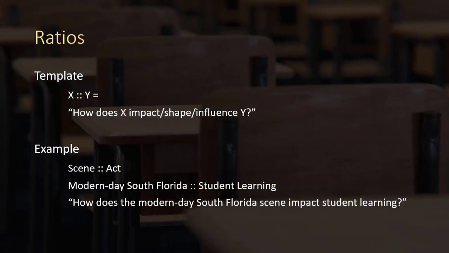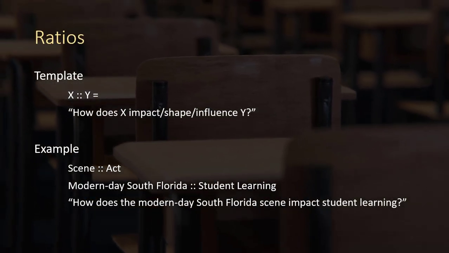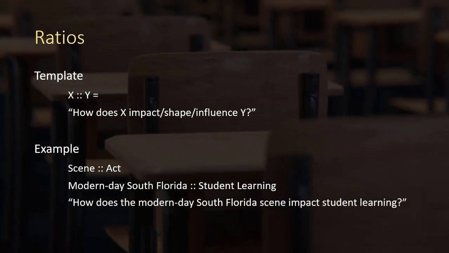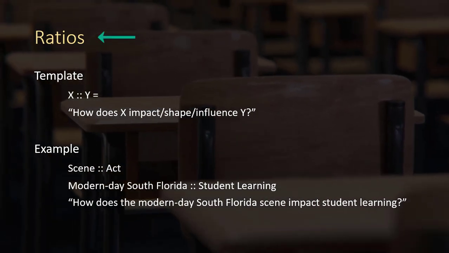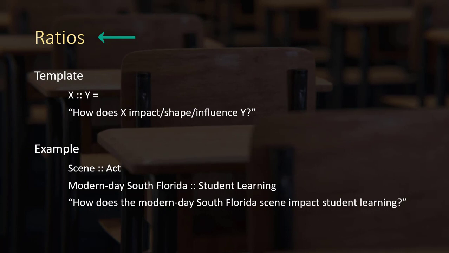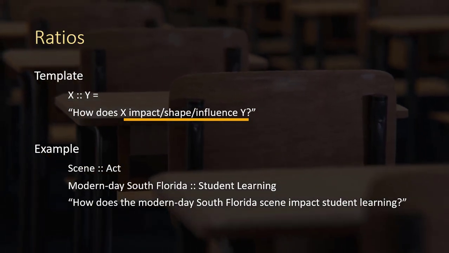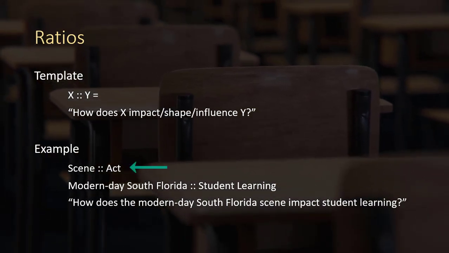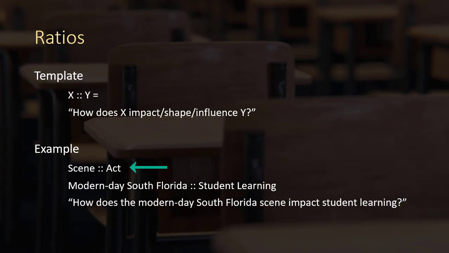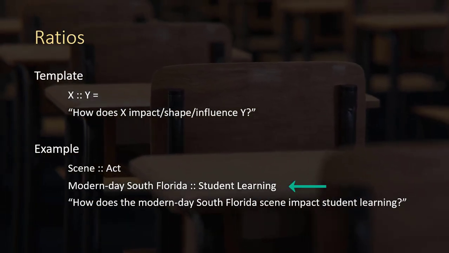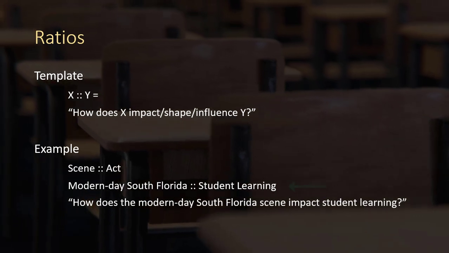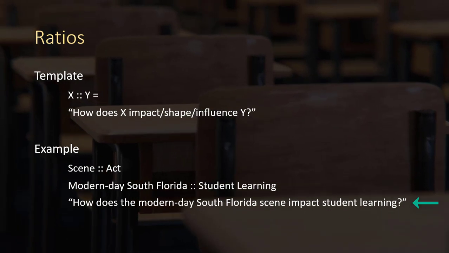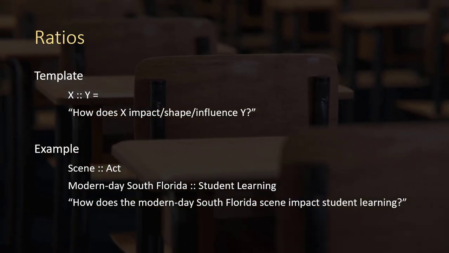The really exciting part in the question stage comes from using Burke's pentad to create ready-made analytical questions. You can do this by combining two pentad elements into what's called a ratio. We combine them by asking, how does one pentad element impact, shape, or influence another? For instance, in a classroom, we might ask, how does the scene impact the act? And we can specify the scene as a modern-day South Florida classroom, and the act as learning. In this case, the question altogether becomes, how does the modern-day South Florida scene impact student learning?